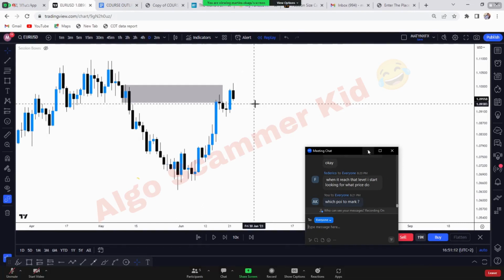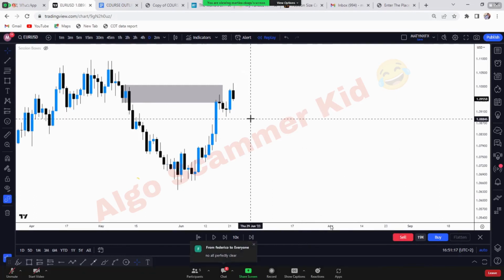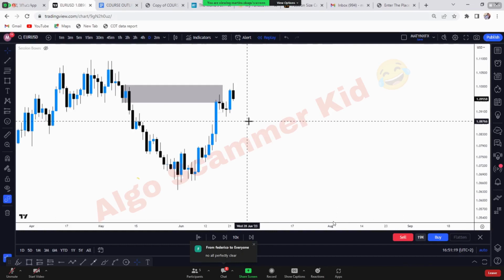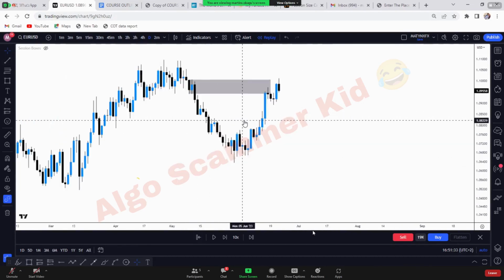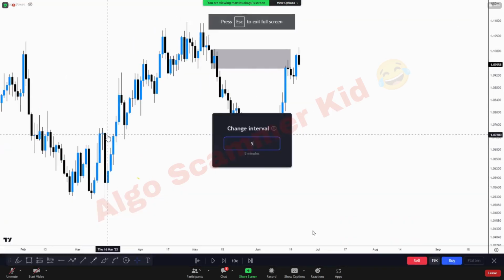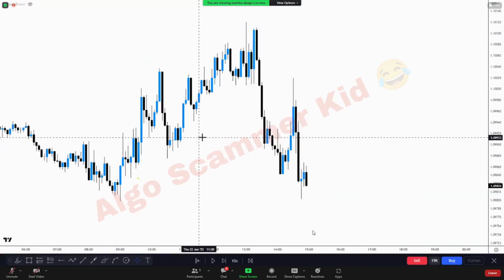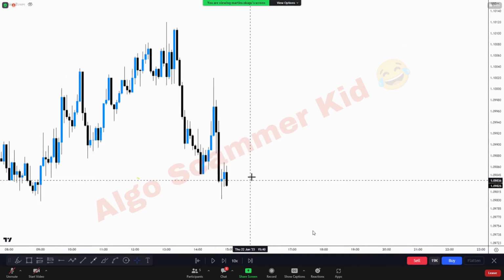Which POI to mark? Okay, this is a very good question. Okay, Federico, you're clear, right? Altaf Khan: which POI to mark? Actually, sometimes you don't actually get a POI, especially on the 5 minutes. When you're looking for inducement on the 5 minutes, you can actually mark a lot of POIs.